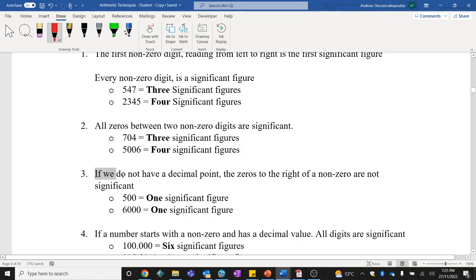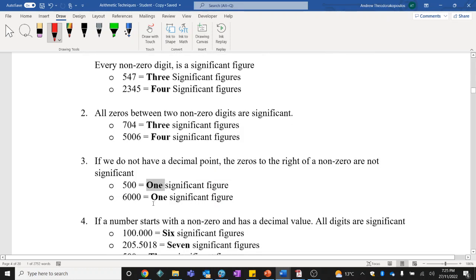If we do not have a decimal point, the zeros to the right of a non-zero are not significant. Okay, so this is an important one. This is a significant number, but these numbers here are not significant, because this is not a decimal number. This is just a normal 500. So the first number is significant, and the trailing zeros are not significant. That's why we only have 1 significant figure.